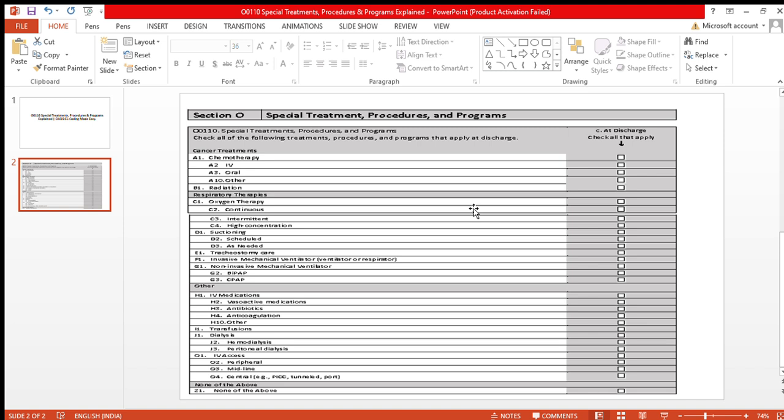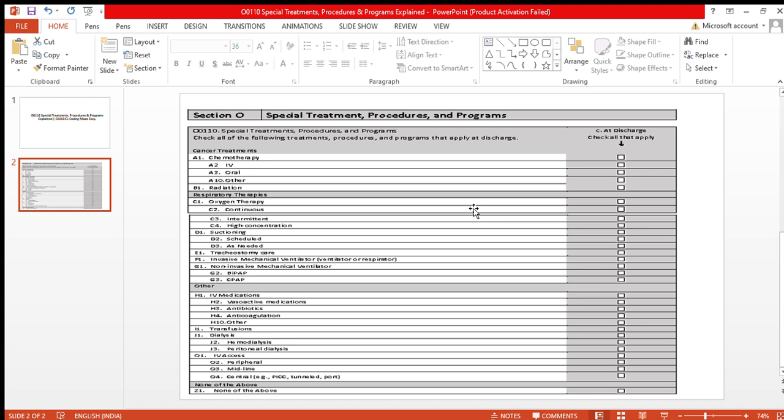D1 to D3 is for suctioning, meaning removal of secretions from the airway, scheduled or as needed. Then tracheostomy care of the tracheostomy tube. F1 for the invasive mechanical ventilator, meaning ventilator connected to a tracheostomy. G1 for the non-invasive mechanical ventilator, ventilation without tracheostomy. G2, G3 BiPAP, CPAP.